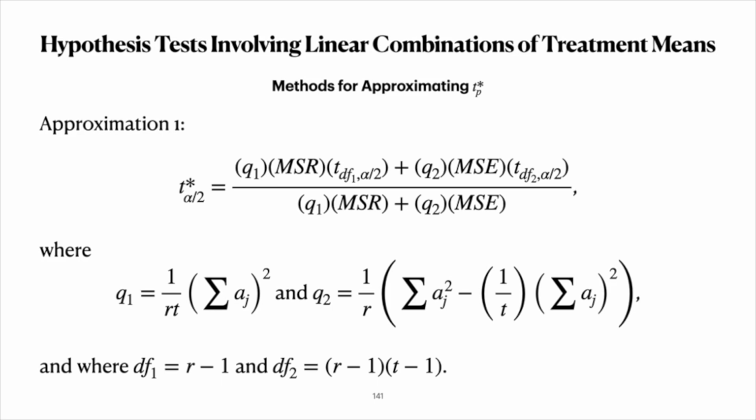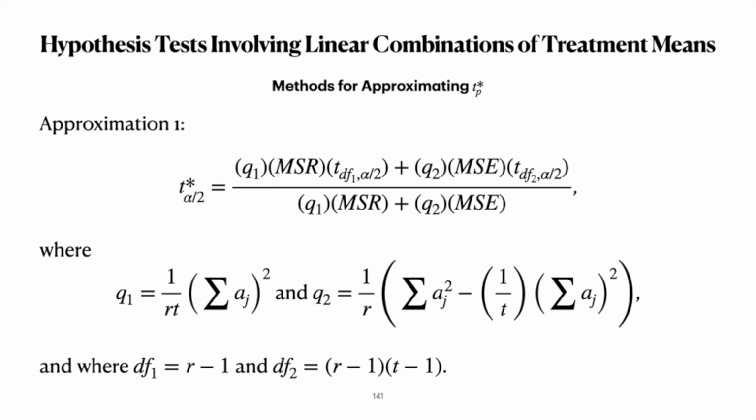And I'm not going to read over these or explain these in detail. We've already done that previously. But just note that these formulas apply as well. So here is the first approximation formula. We've called this approximation 1, a method for approximating T star sub p.